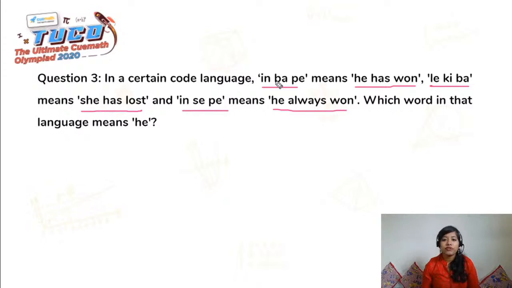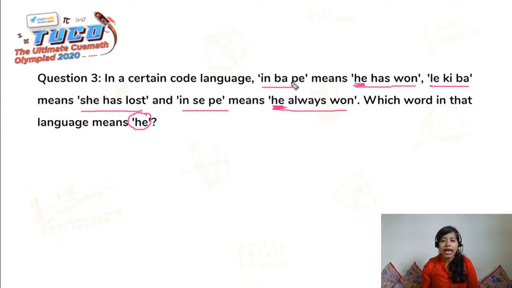So if you look into the first one, in ba pe, we need to look for the coded word of he, right? So do we have he in this statement? Yes, we do have he. And do we have he in any other statement? The second one does not have he. The third one again has he. If you notice, both of these statements have he. He always won. He has won.